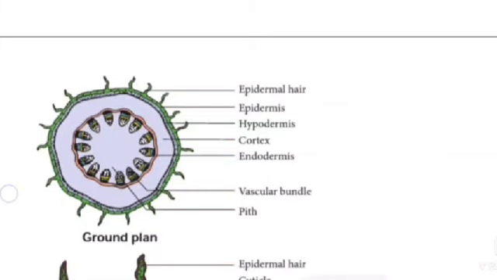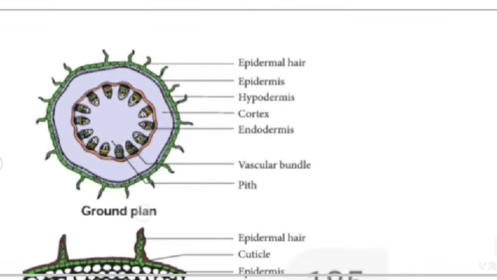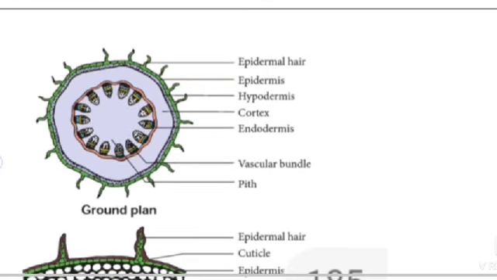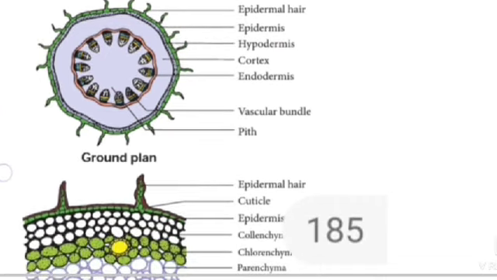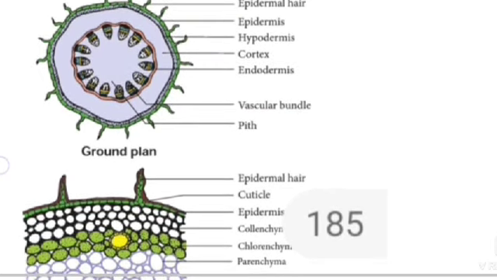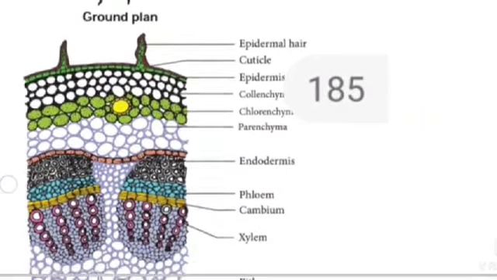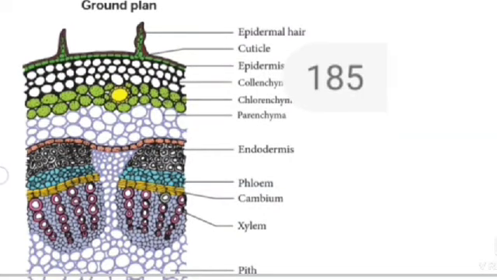See the transverse section of dicot stem. See the ground plan. The epidermal hairs are presented. The epidermis, the protective layer, is presented, followed by hypodermis, followed by cortex, followed by endodermis, followed by a single layer of pericycle, the vascular bundle, and the central large pith. The portion is enlarged. See the epidermal hairs, followed by cuticle.